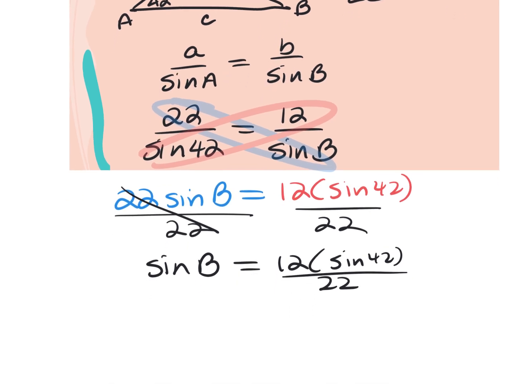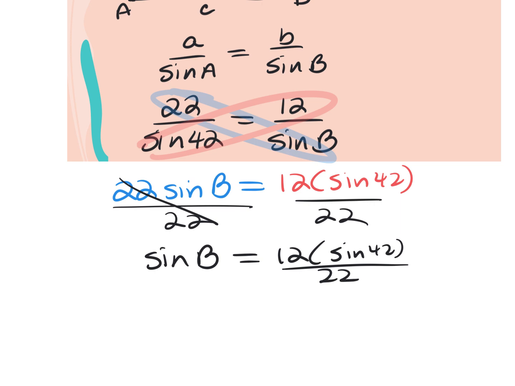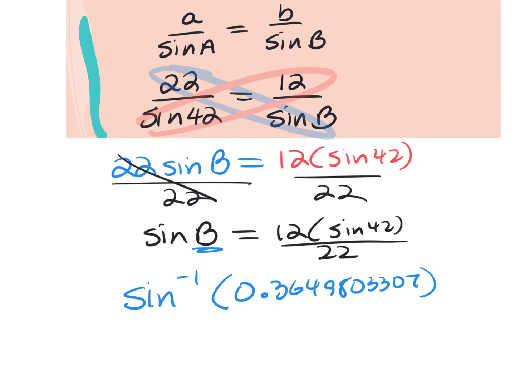Now, you could have gone ahead and multiplied this, but remember, when we're looking for an angle, we're going to do second sine, so it opens up sine inverse. This decimal of 12 times the sine of 42 divided by 22 is going to be 0.36498033307. You hit enter, and you find that angle B, rounded to the hundredths place, is 21.41. Then you hit second sine and put that number in there.